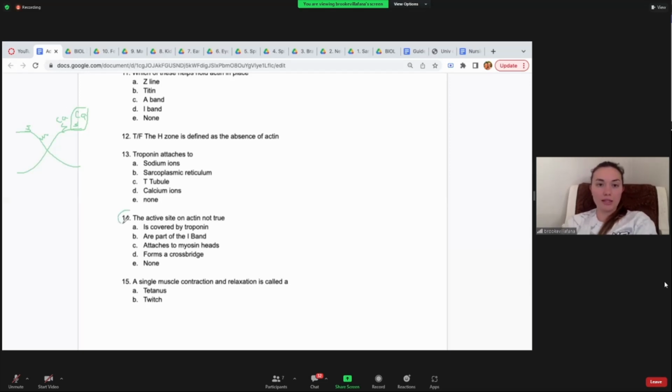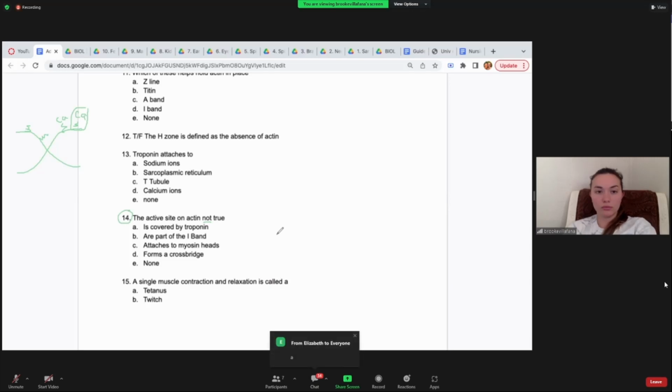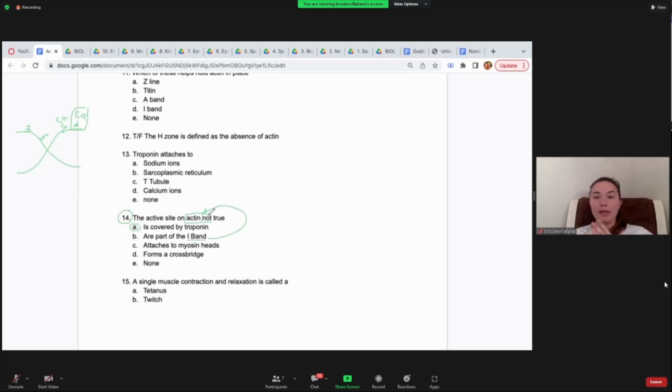Okay, question 14. The active site on actin. Which of these is not true? Good. So we know it would be A, right? Actin is a part of the I band. So the I band has actin. Remember we said that actin is in both the I band and the A band. So make sure you know actin is in the I band. So the actin is a part of the I band, but it is not covered by troponin. It's covered by tropomyosin, right?